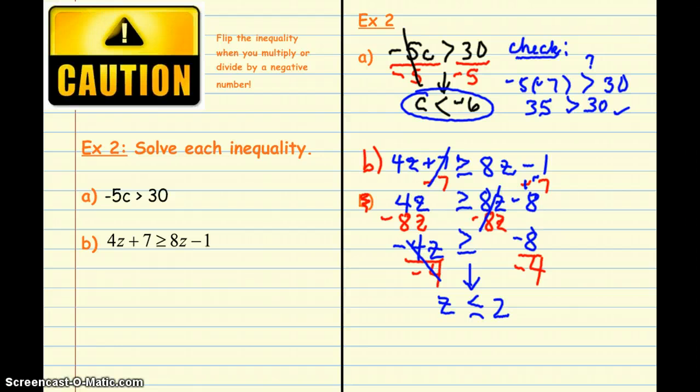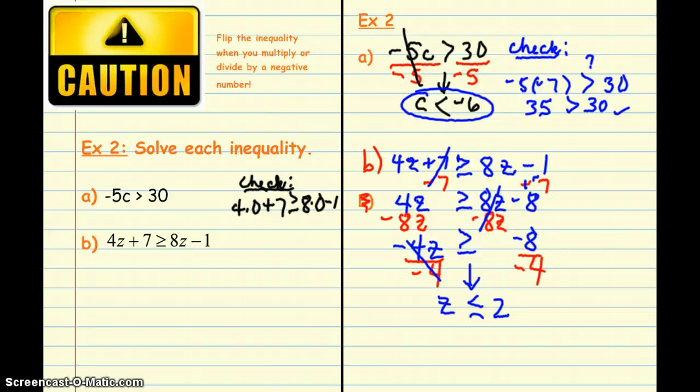So in this case, again, to check it, you can pick something that's either equal to 2, or you can pick something that's smaller than it. And I'm actually just going to pick z equal to 0. So I'm going to check to see if 4 times 0 plus 7 is greater than or equal to 8 times 0 minus 1. Using the order of operations that we talked about previously, we're going to multiply first.